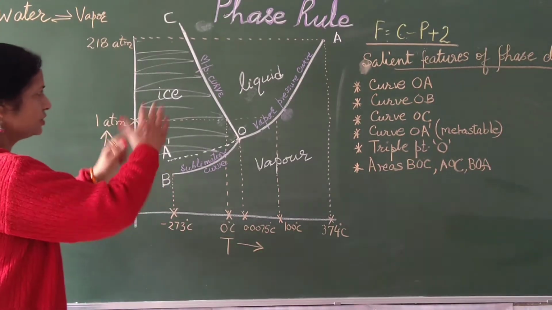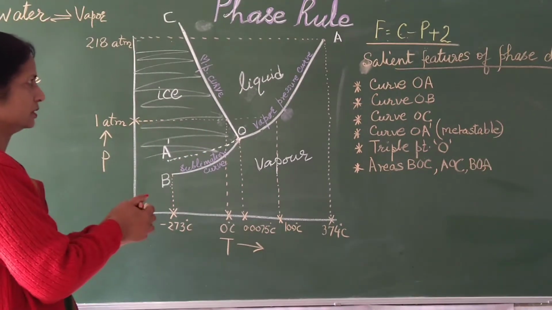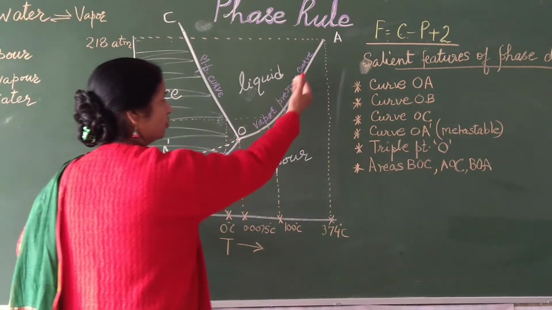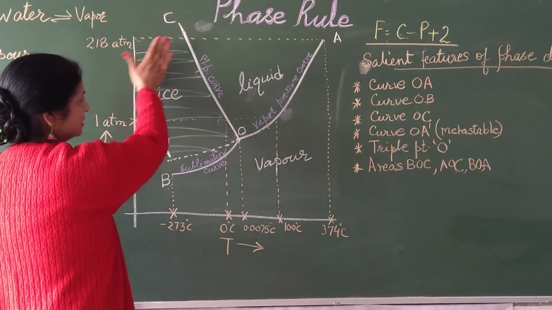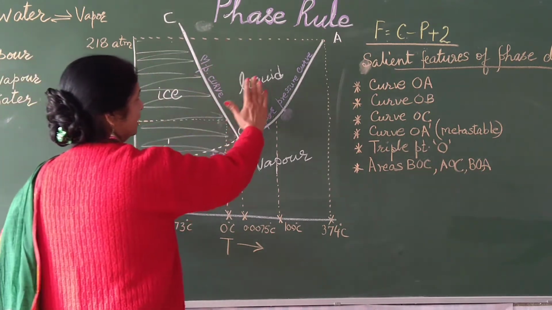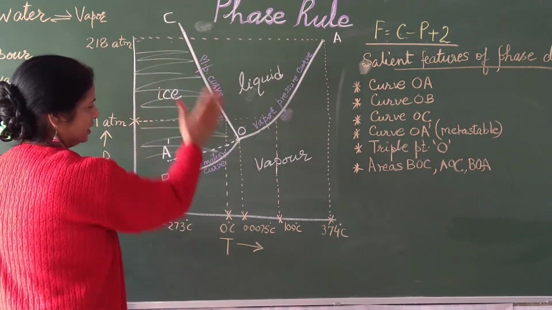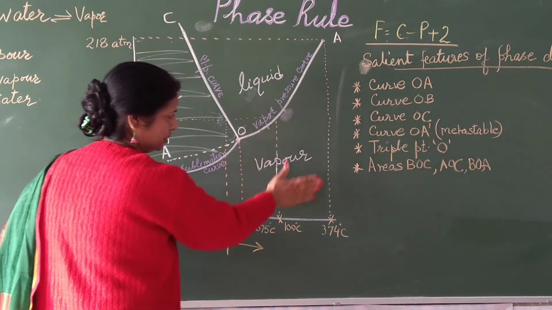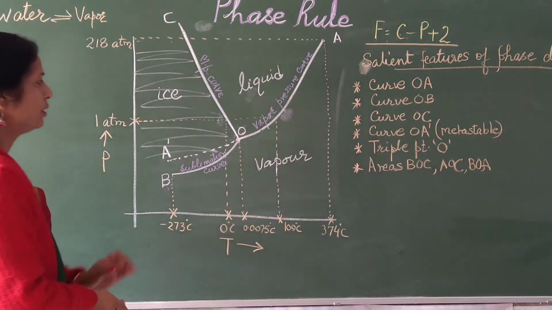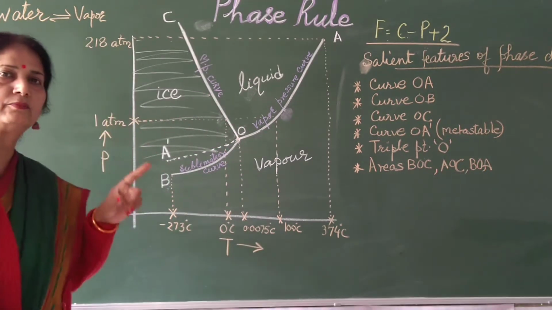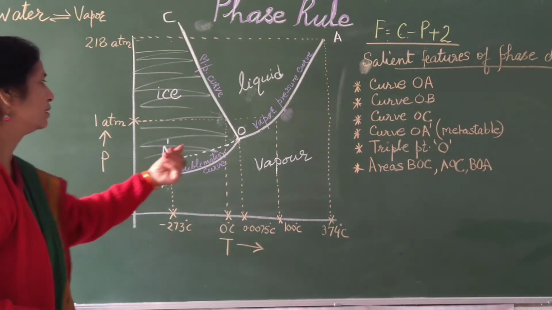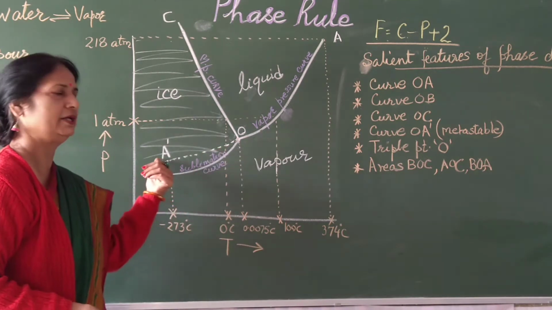So the salient features we can again say are the curves OA, OC, OB, areas AOC, BOC, and the area below BOA. Moreover, the triple point. So these are the salient features, and one very important feature is this metastable curve OA dash.